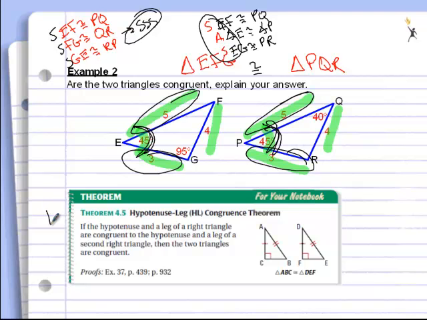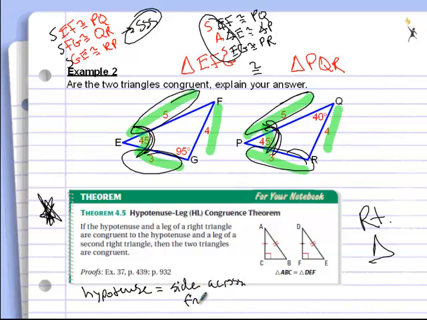Now we move on to hypotenuse leg. Hypotenuse leg is the only one dealing with a right triangle. Make sure you write that down. Hypotenuse leg deals with a right triangle. And in hypotenuse leg, if in a right triangle, the hypotenuse, by the way, the hypotenuse is the side opposite the right angle. Maybe we should write that down. Hypotenuse equals the side across from the right angle. Maybe you should write that down too.